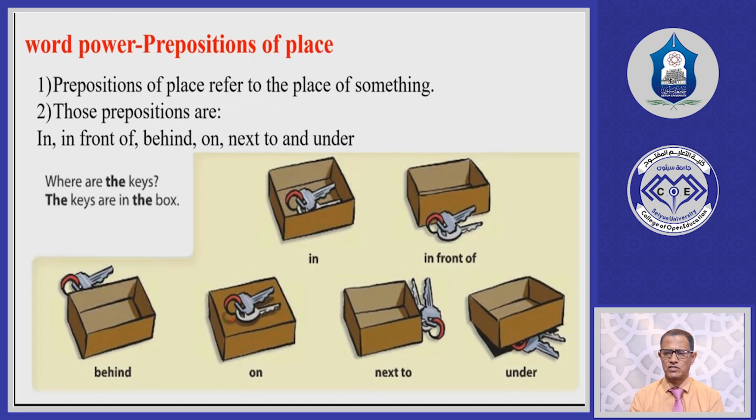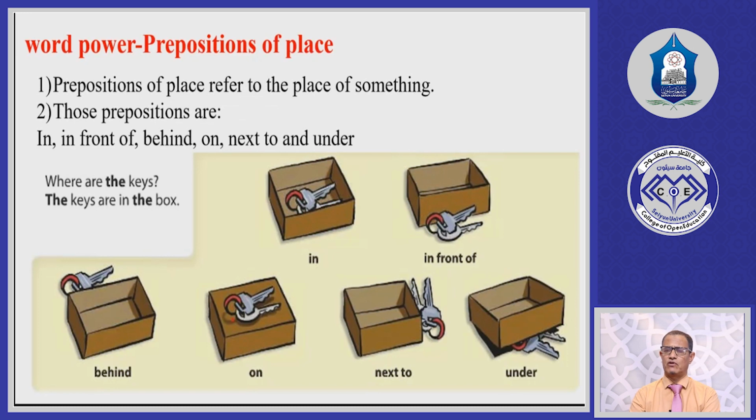These prepositions are available here in these pictures, and you can find out their meanings from the pictures you have. You can find out what's the meaning, for example, of in, what's the meaning of in front of, what's the meaning of behind, what's the meaning of on, next to, and under. So these are prepositions of place because they give the place of something.